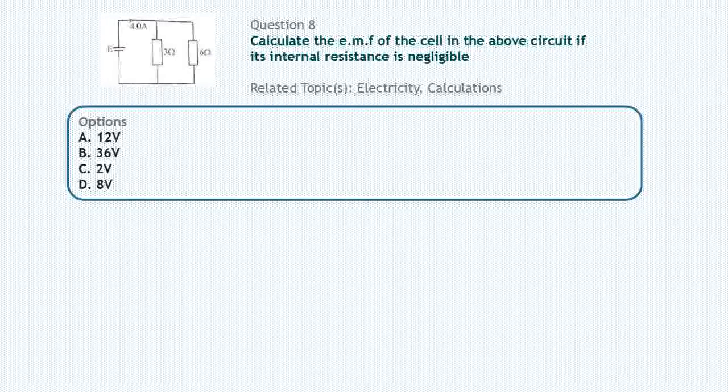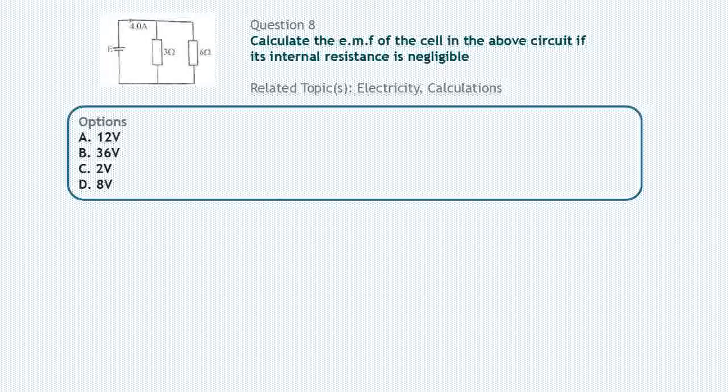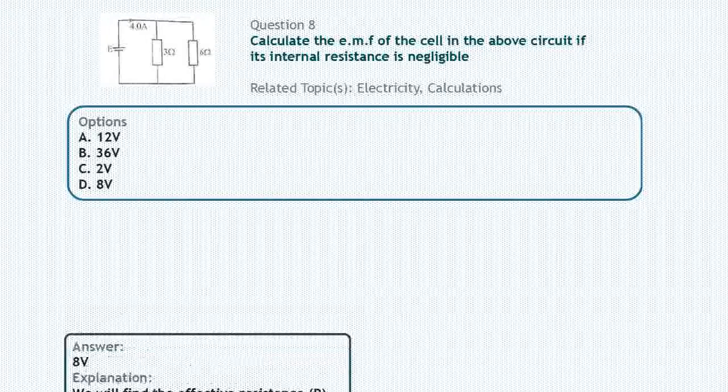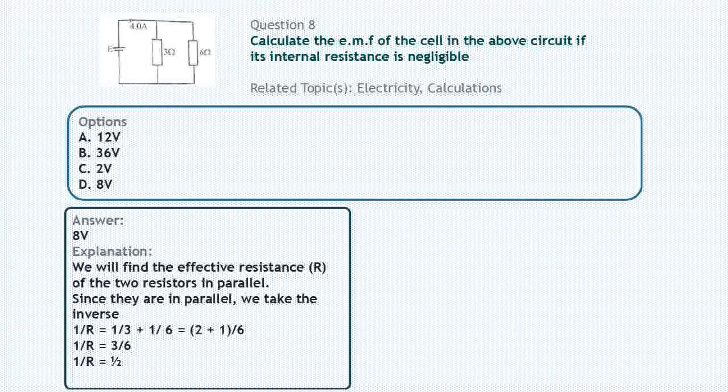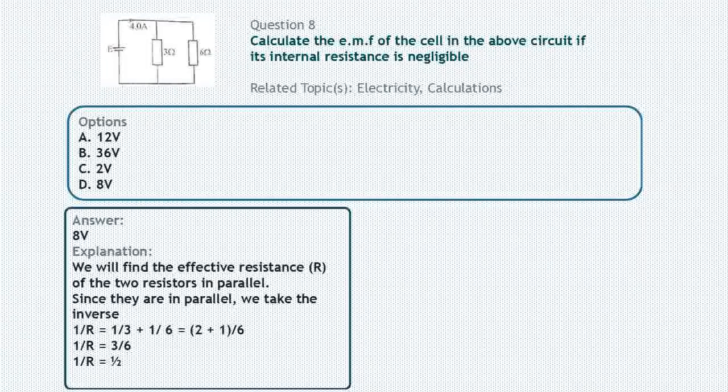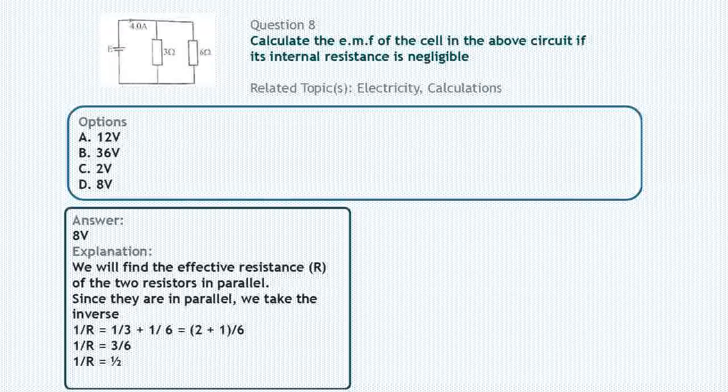And when you have 2 resistors in parallel, like let's say R1 and R2, we say that the effective resistance, let's say it is R, will be given by 1 over R is equal to 1 over R1 plus 1 over R2. That's what it will be. This R is the effective resistance, and that's what we are looking for now.